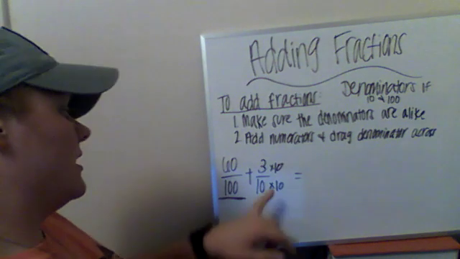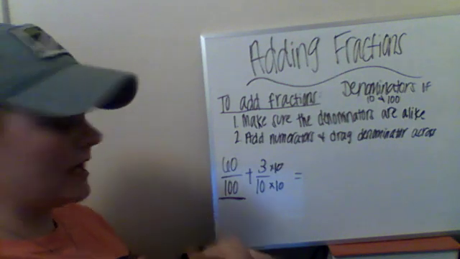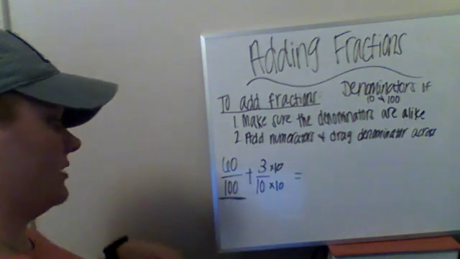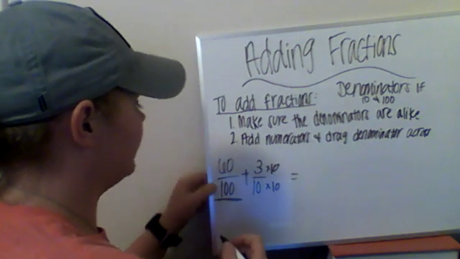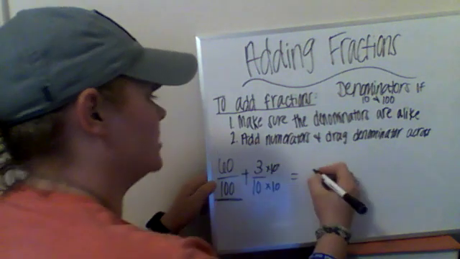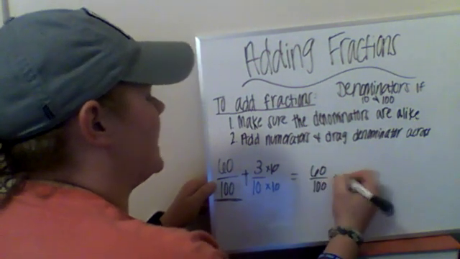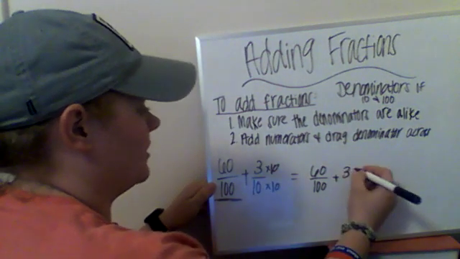Okay? A little trick when you're multiplying by 10: when you multiply by 10, you're going to add a 0. So let me write this down and this will make sense. So I'm going to keep my first fraction the same because I want to keep the denominator of 100. So this is going to equal 60 over 100. I'm going to add the second fraction. 3 times 10 is 30.